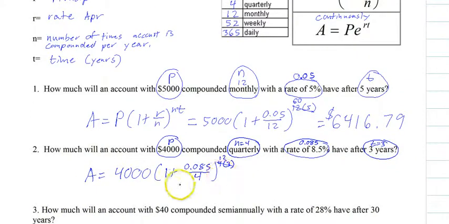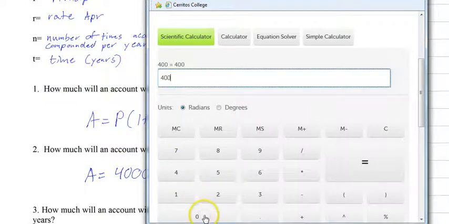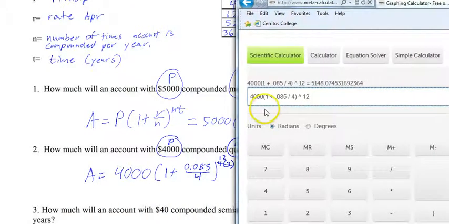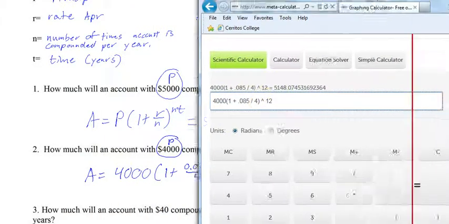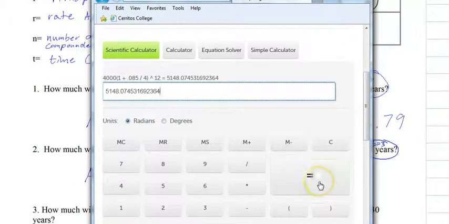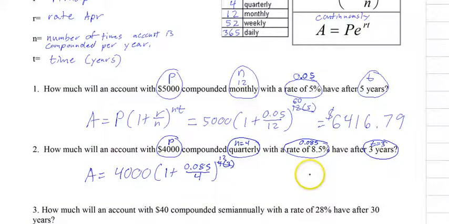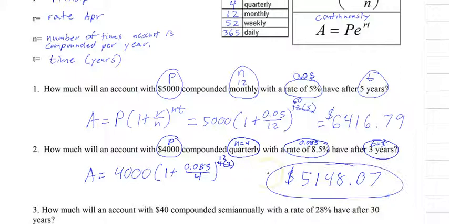So you should have gotten that for your formula. And then we bring up the calculator. It's 4,000, parenthesis, 1 plus 0.085 divided by 4 for the compounding. And then exponent key, 12. Make sure I have it right. 4,000, parenthesis, 1 plus 0.045 divided by 12. And then we hit enter. So it's $5,148.07. That's it. All right, try another one.